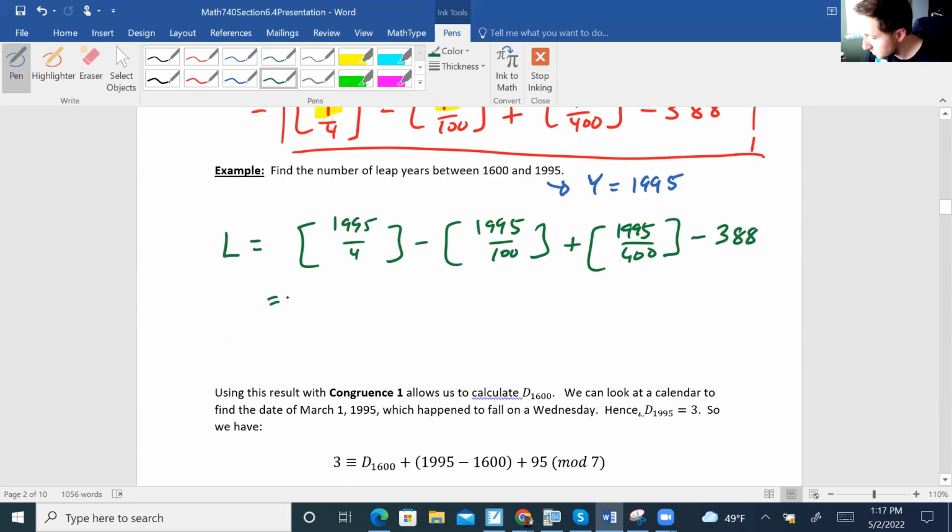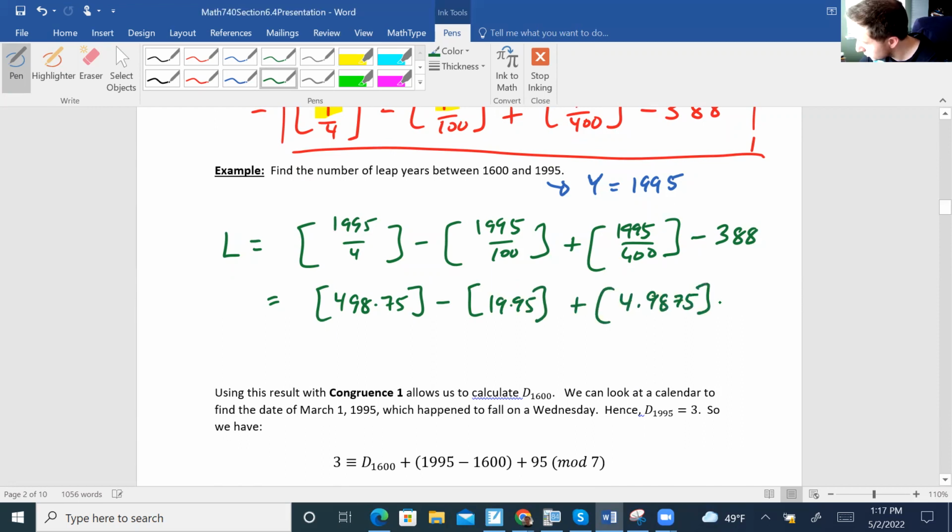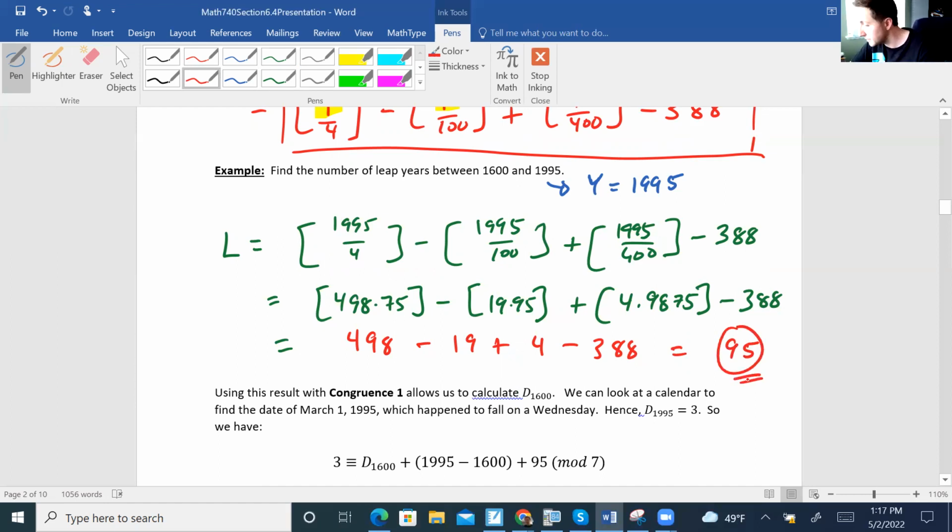Doing these computations, this is the greatest integer of 498.75, minus the greatest integer of 19.95, plus the greatest integer of 4.9875, minus 388. And so everything is a floor function. So the next lowest integer would be 498. This one would be 19. The next one would be 4. And then we subtract 388. And doing the computations, we find that there are 95 leap years between 1600 and 1995. So just an example to see with numbers how that plays out.